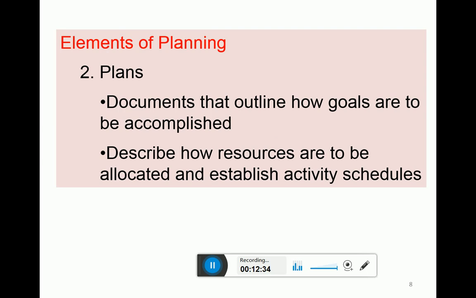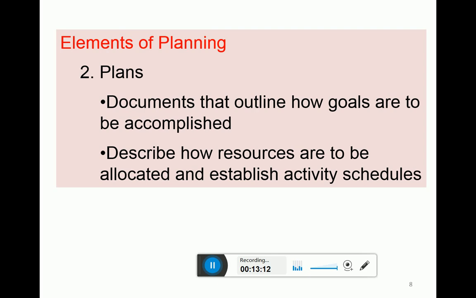The second element of planning is the plan. As I told you, a plan is a predetermined course of action to be taken in the future. It is the document that outlines how goals are to be accomplished, in written, documented form. The manager explains how the goals will be achieved through which activities. It describes how resources are to be allocated: time, human and machine resources, and how they will be utilized.